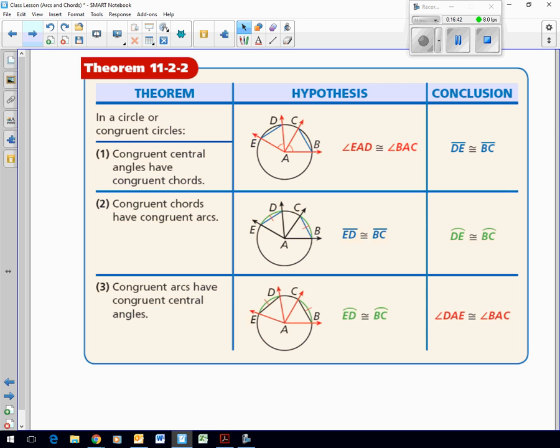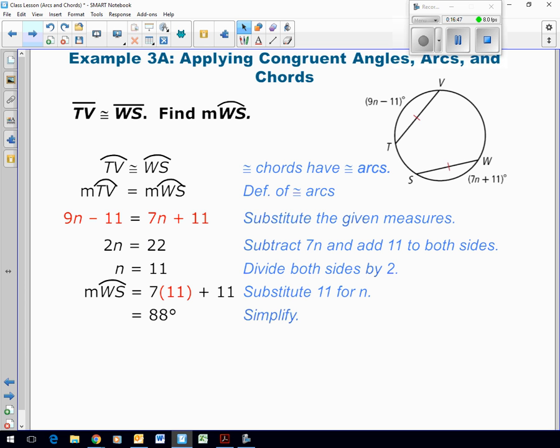Guys, if they're congruent, are they equal? Yes. Okay, so it's real simple. If they're congruent, they're equal. So are these congruent chords? Yes. If they're congruent chords, would they have congruent arcs? Yes. So if they have congruent arcs, set the arcs equal to each other, solve for your missing variable, and you'll figure out what your missing arc measurement is. It's just a rehash of everything with congruency.